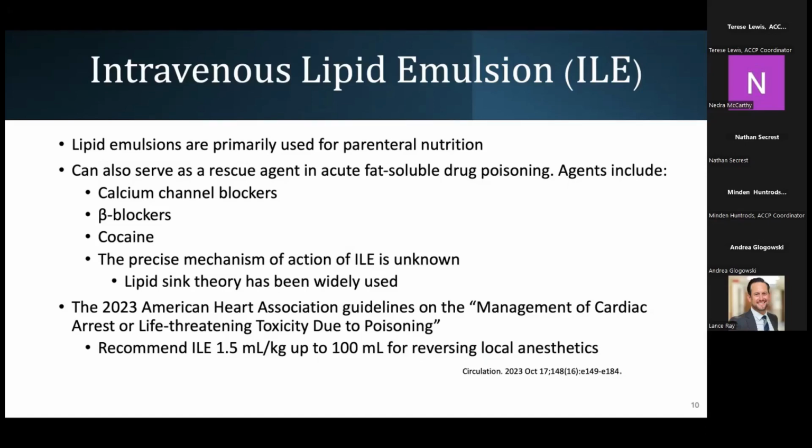The 2023 American Heart Association guidelines on the management of cardiac arrest or life-threatening toxicity due to poisoning have recommended the use of intravenous lipid emulsion in the reversal of local anesthetics such as ibuprofen at a dose of about 1.5 mL per kg up to 100 mL. So it has been widely used in reversal of many other agents, but not so much with tramadol.